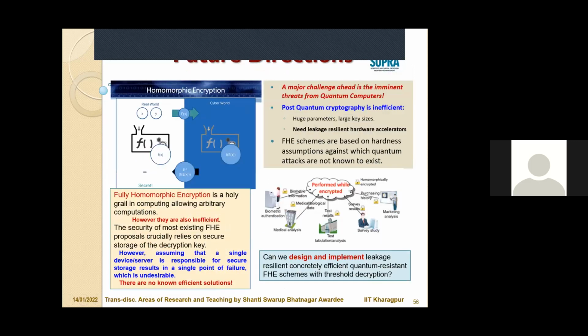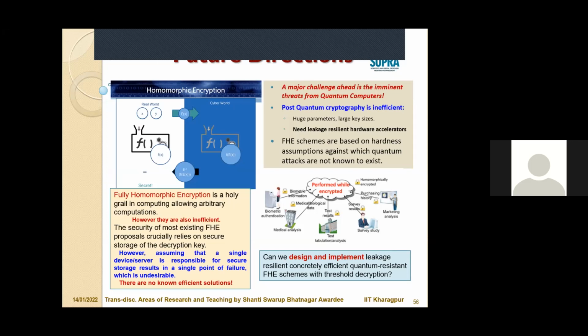The other direction that we are also working on is what is called fully homomorphic encryption, which is kind of a holy grail in computing. The idea is similar to what I said in symmetric searchable encryption, but here I want to do arbitrary computation. This can really open up applications where privacy is important and at the same time computing on private information is important, but the present state is that it is very, very inefficient. So we are trying to see whether we can design and implement them in a leakage resilient manner, and at the same time get end-to-end secure systems.